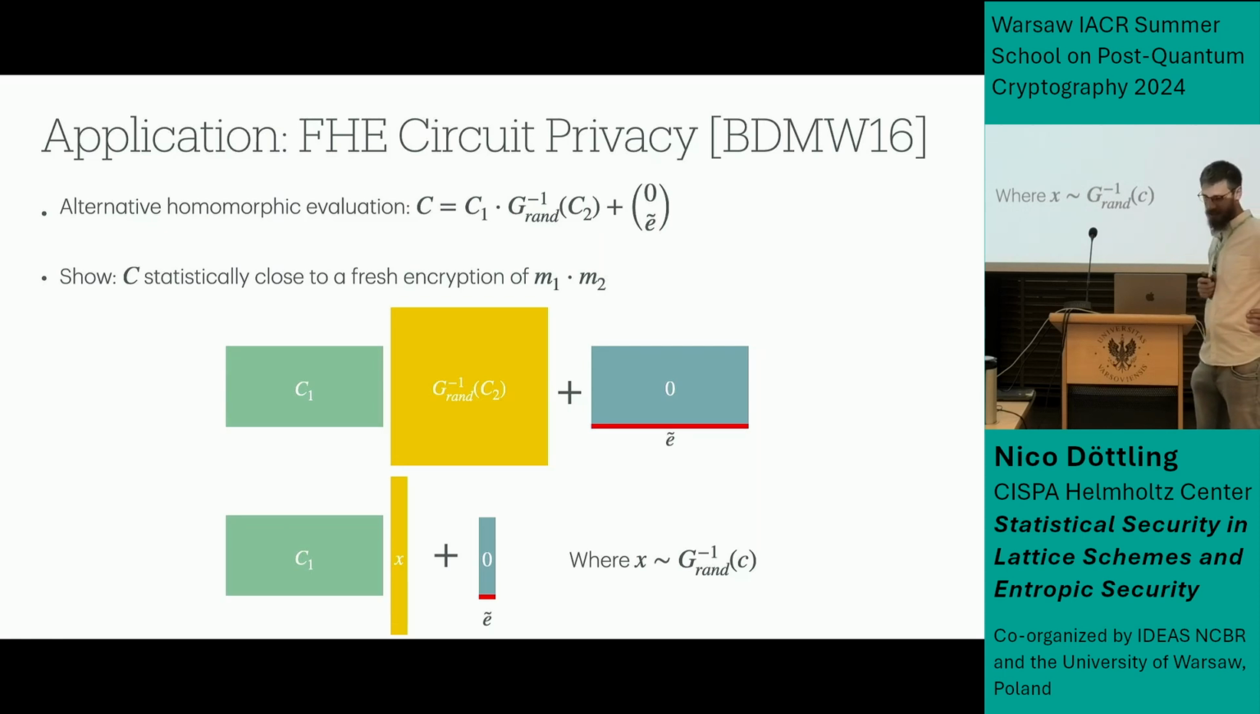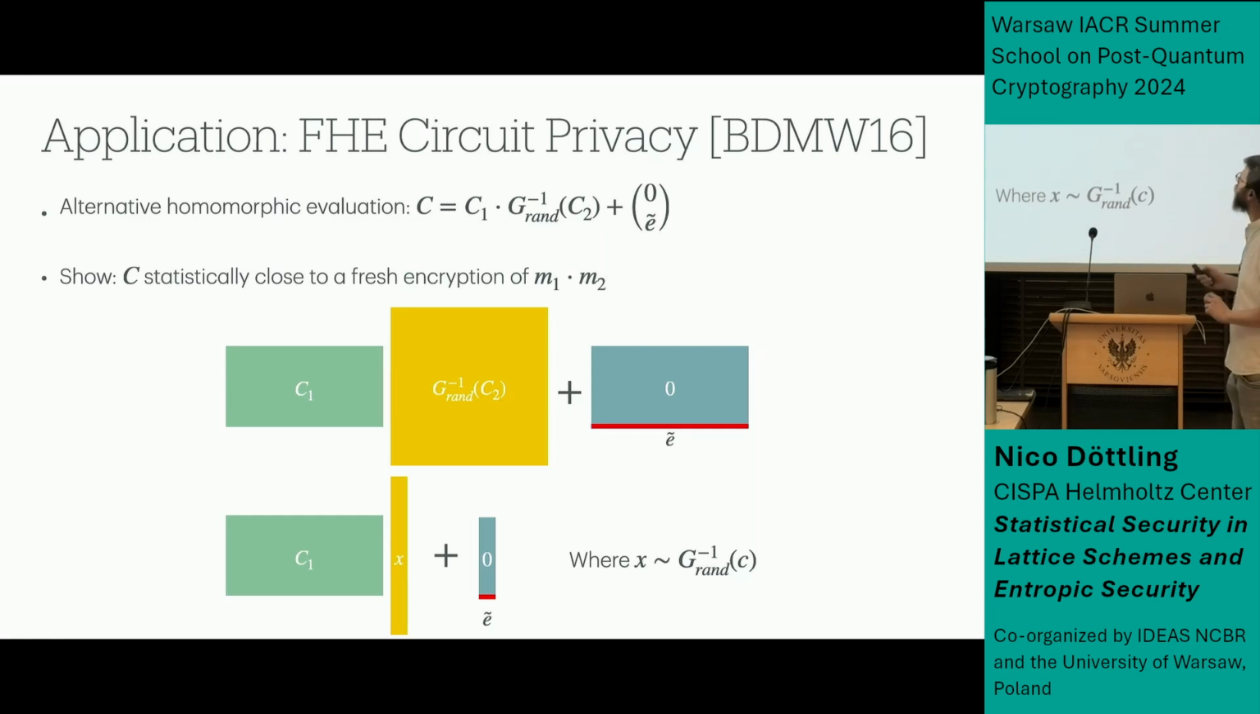So in the basic drowning-based scheme, this was a drowning error. In this scheme, it can be a much smaller error. So what we would like to show is that such a ciphertext C computed in this way is statistically close to a fresh encryption of M1 times M2.